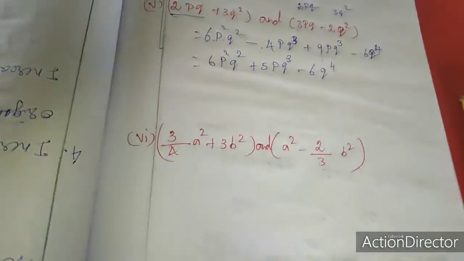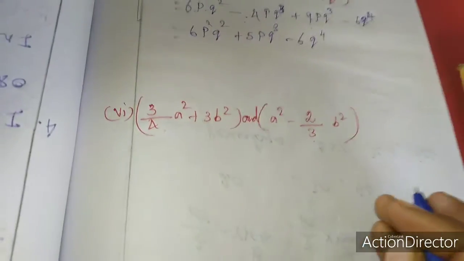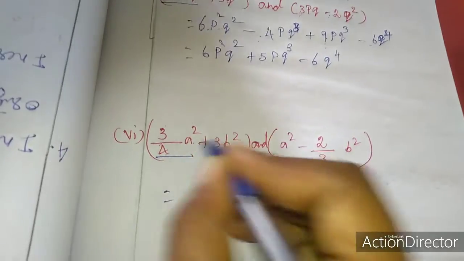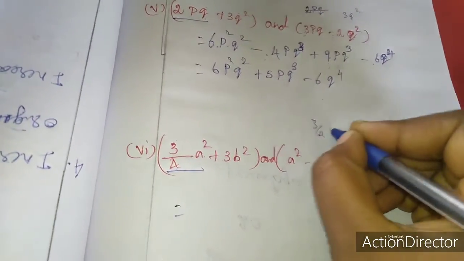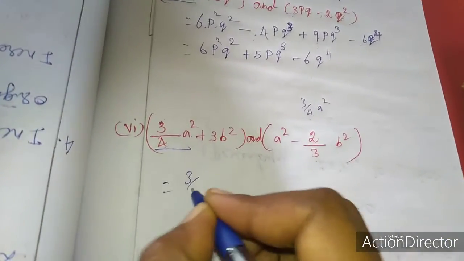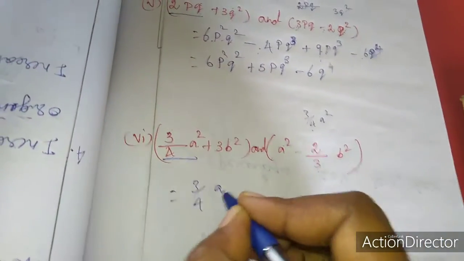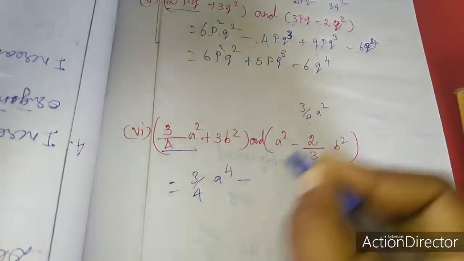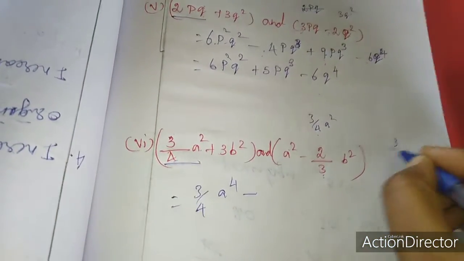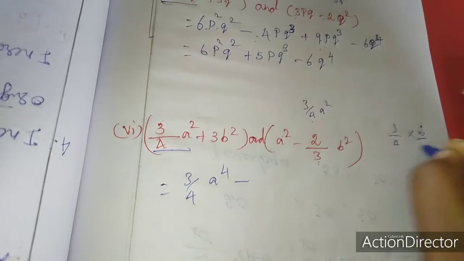Okay. Next sum, I am going to do like that only. Listen here. 3 by 4 a square, first 3 by 4 a square, I will do this. This is multiply. So 3 by 4 a square into a square, a power 4. In the minus, this is 3 by 4 into 2 by 3, yeah.